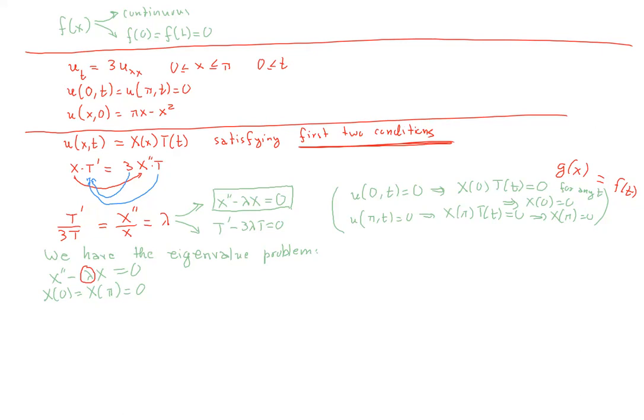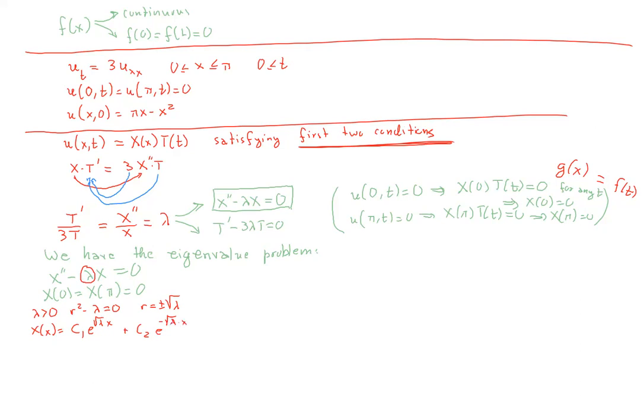And now we start with the different cases. So we say, okay, what happens if lambda is greater than 0? If lambda is greater than 0, then you have r squared minus lambda equal to 0. That gives you two solutions, r equal to plus or minus square root of lambda, which implies that x of x is equal to c1 e to the square root lambda x plus c2 e to the negative square root lambda x.